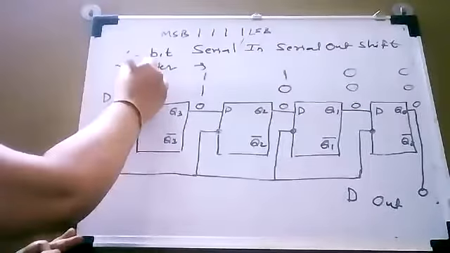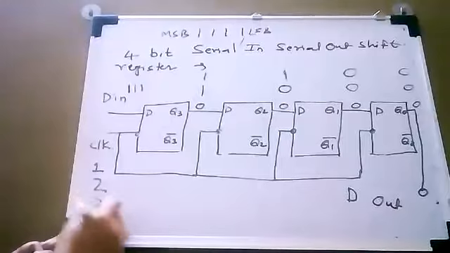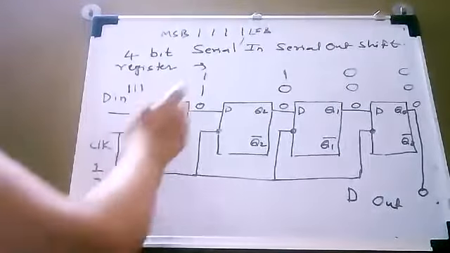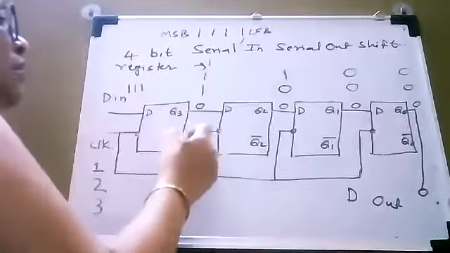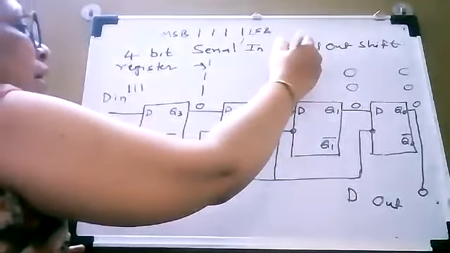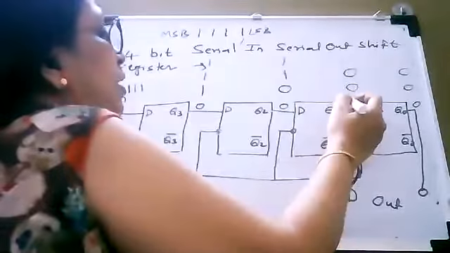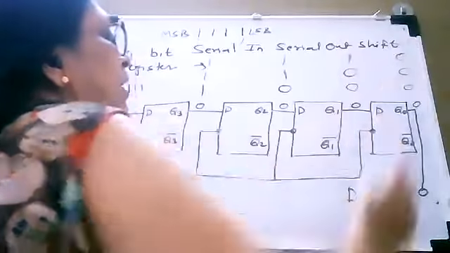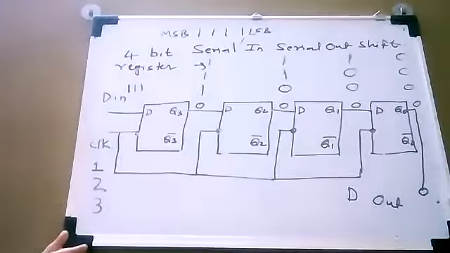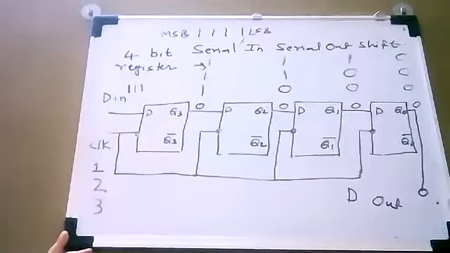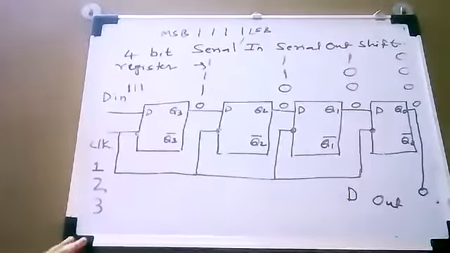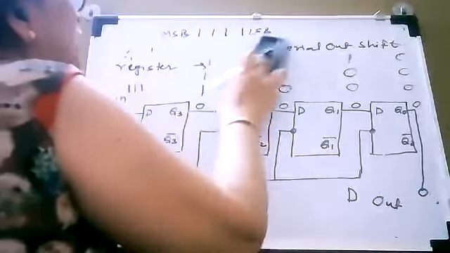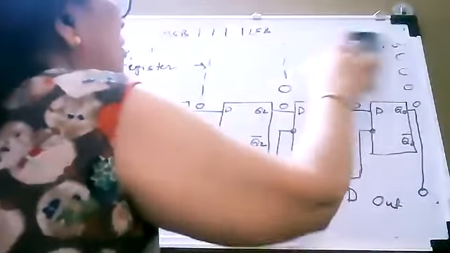Now we are going to apply the third bit, and for that we have to apply the third clock. So when you do this, what will happen? One will be outputted at the third flip-flop, one will be outputted at the second flip-flop, one will be outputted at the first flip-flop, and 0 will be outputted at the zeroth flip-flop. Still our data is not outputted.